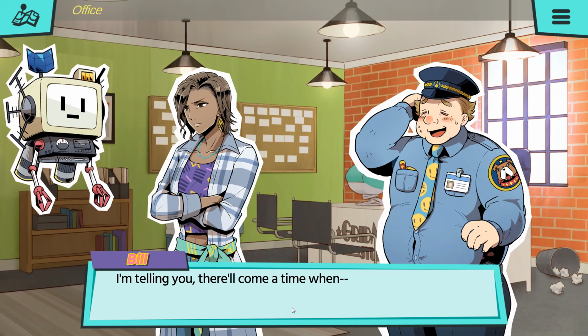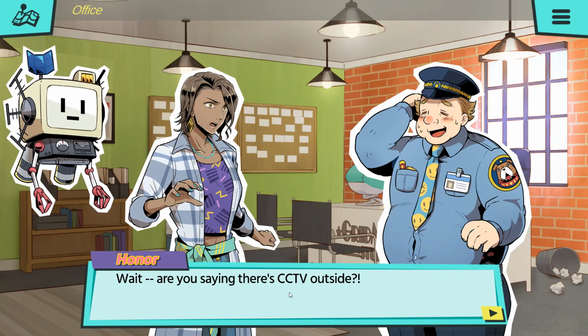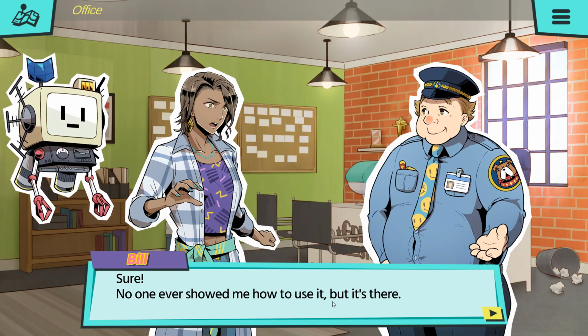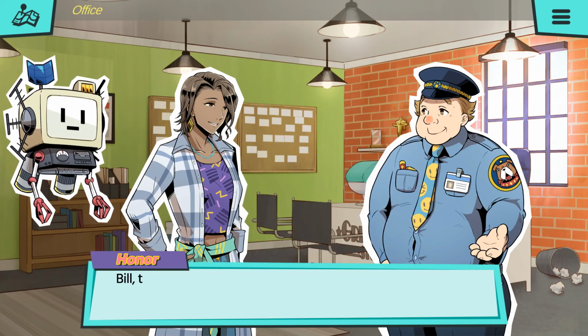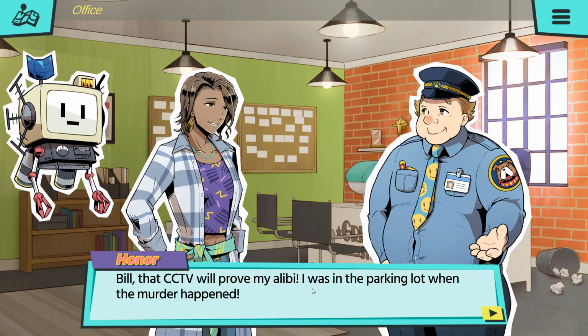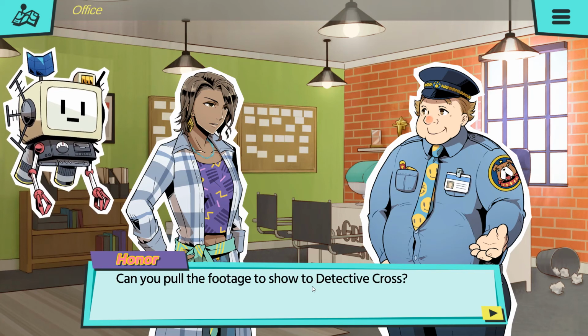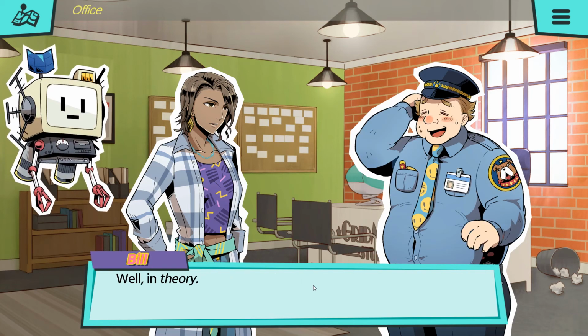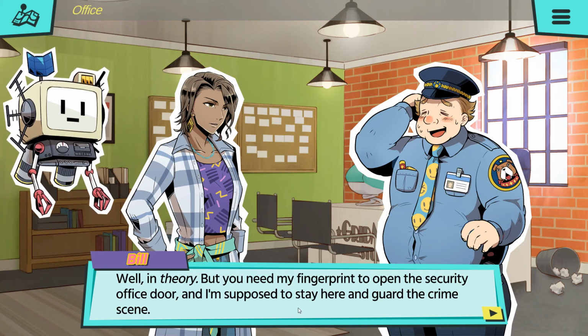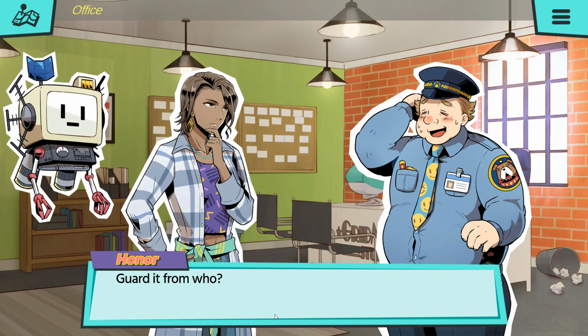It's all we can't afford, monsieur. Wait, are you saying there's CCTV outside? Sure, no one's ever showed me how to use it, but it's there. Bill, that CCTV will prove my alibi. I was in the parking lot when the murder happened. Can you pull the footage to show to Detective Cross? Well, in theory, but you need my fingerprint to open the security office door, and I'm supposed to stay here and guard the crime scene.